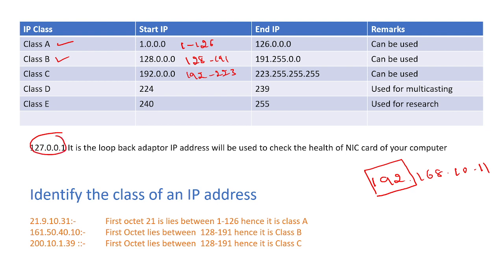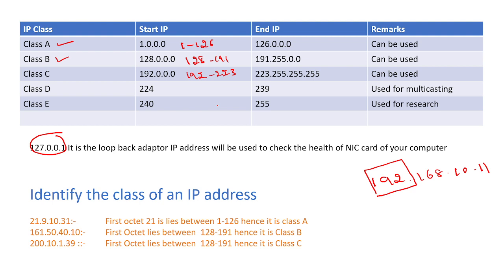So 128 to 191. After 191, I'm starting 192 to 223. After 223, I'm starting 224 to 239, then 240 to 255. In these five classes, only the first three are in use. Class A, class B, and class C can be used, but class D and class E are kept dedicatedly for research and development purposes and multicasting purposes.